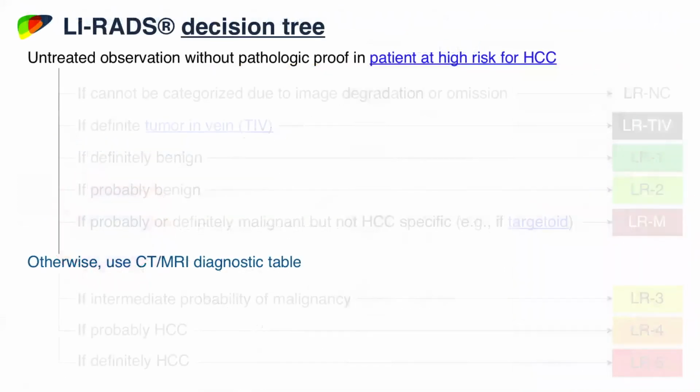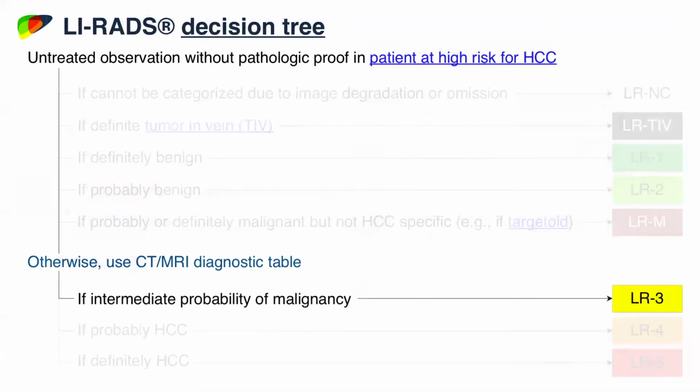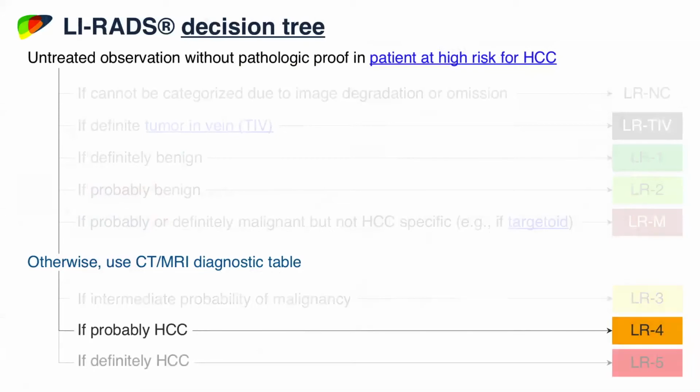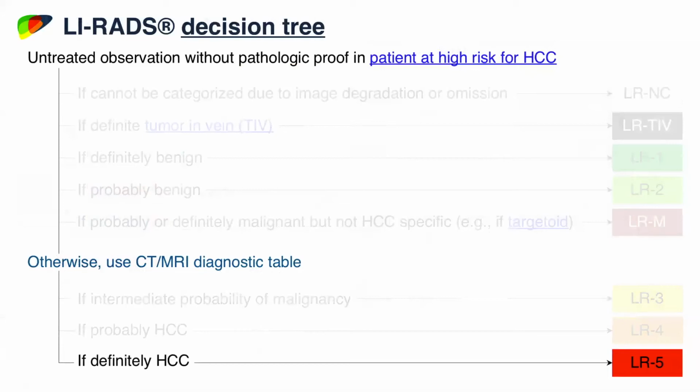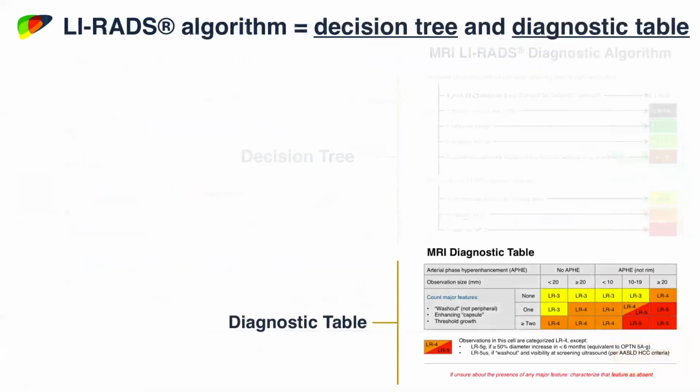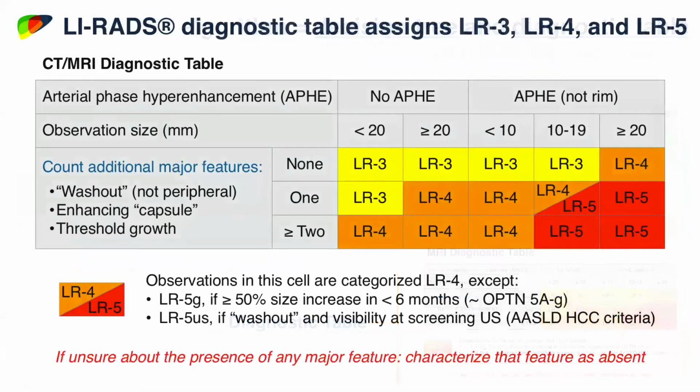Okay, so if it's not a LR-M, then we go to the CT/MRI diagnostic table, and if it's of intermediate probability of malignancy, we call it LR-3, probably HCC LR-4, definitely HCC LR-5. So now let's go to this diagnostic table, shown here, and this diagnostic table will allow us to categorize the things that are not LR-NC, the things that are not TIV, the things that are not LR-1, 2, or M. So we exclude all of those things, and now we're going to categorize 3s, 4s, and 5s based on this table.